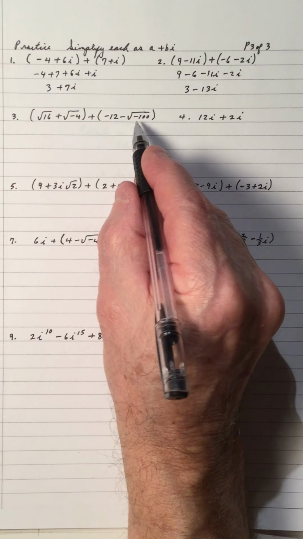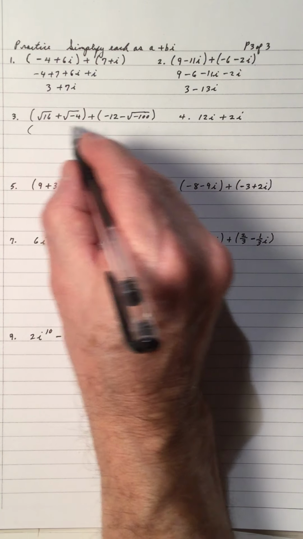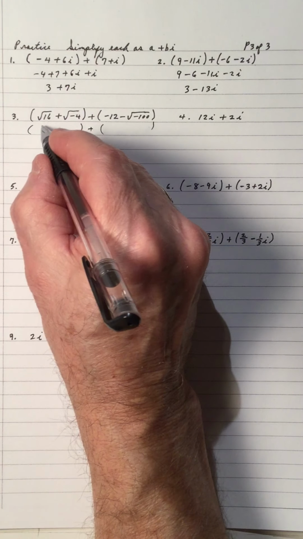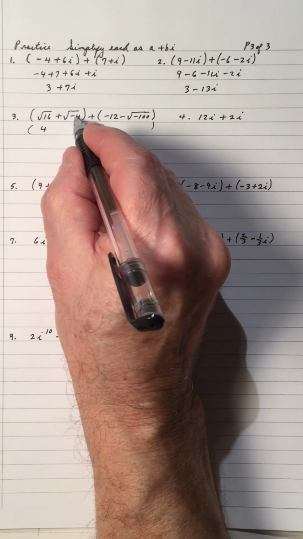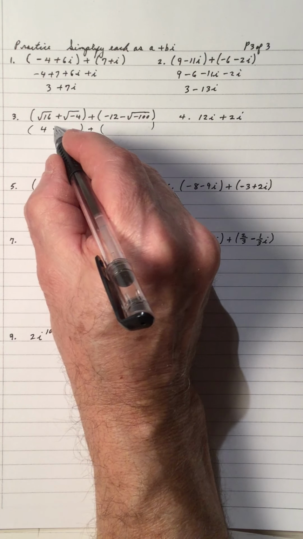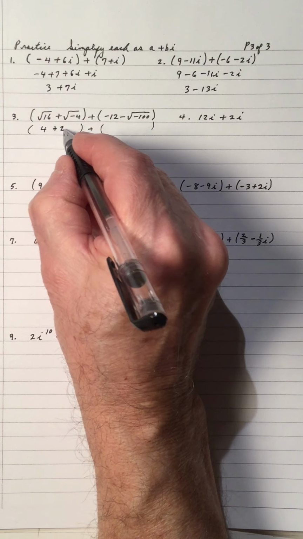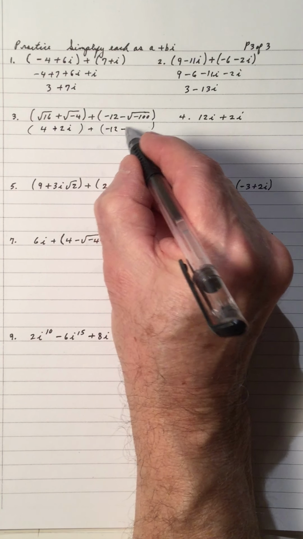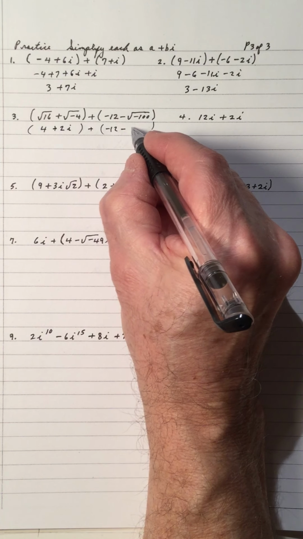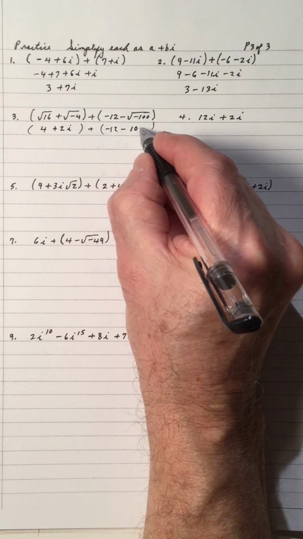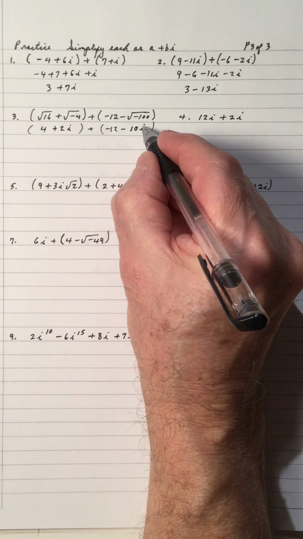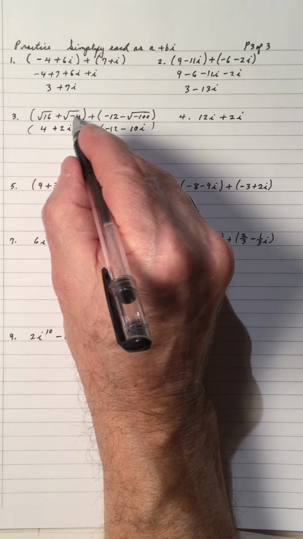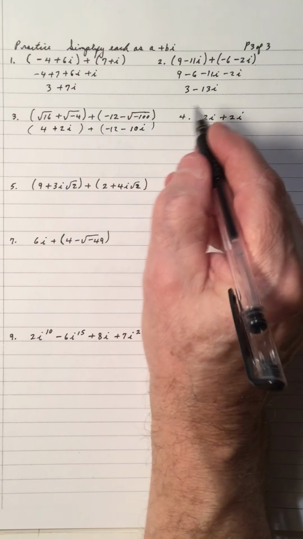Number 3, I should simplify these before I start to add, if I can. Square root of 16 is 4. Square root of -4 is 2i. And I got a -12. Subtract. Square root of -100 is, square root of 100 is 10, with an i. Why an i? Because it's the square root of a negative number. Notice this is the square root of -4, so it has an i.